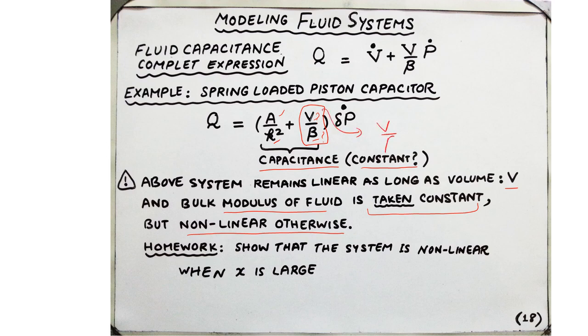So volume divided by bulk modulus is time dependent. It's not constant. And therefore, we're going to multiply a time dependent quantity with another time dependent quantity, that is the rate of change of pressure. Therefore, the above system is non-linear. It is something you can prove by the first principles of signals and systems, as we discussed in the second lecture. And this is also your homework, in which you are going to show that the system is non-linear in another scenario in which the displacement is large.